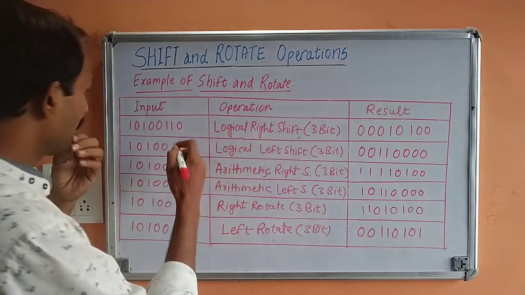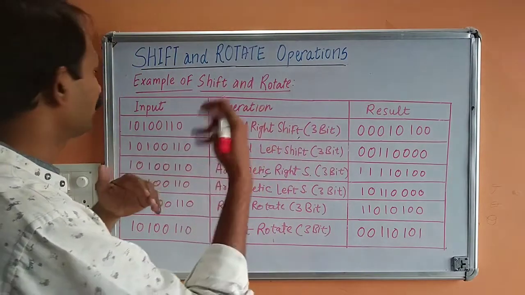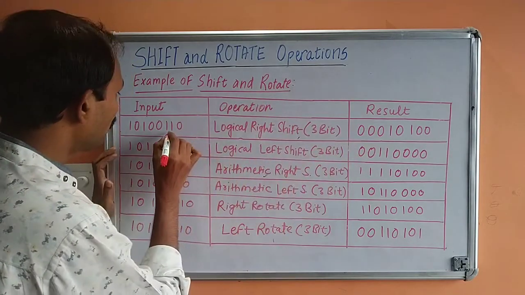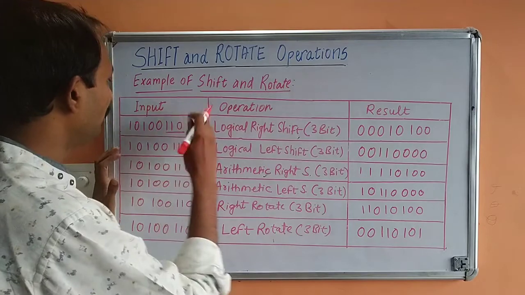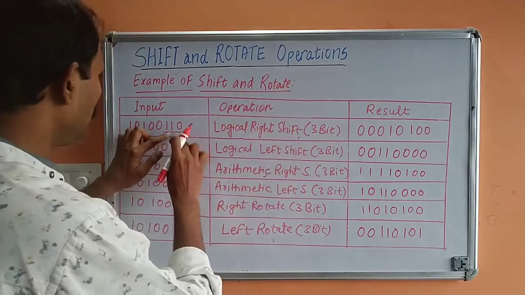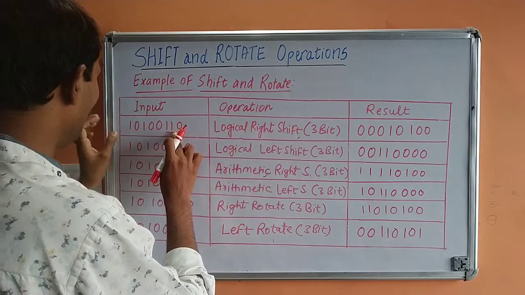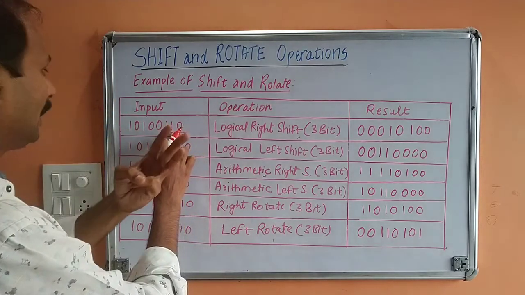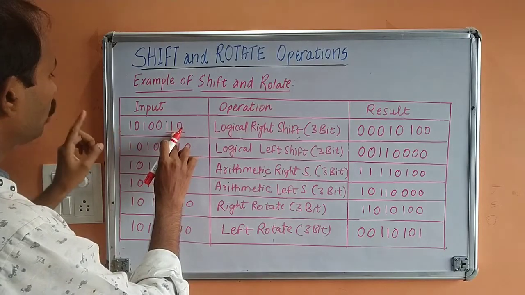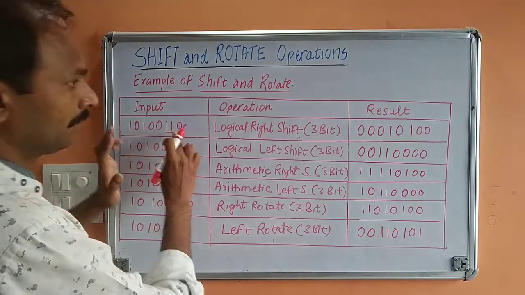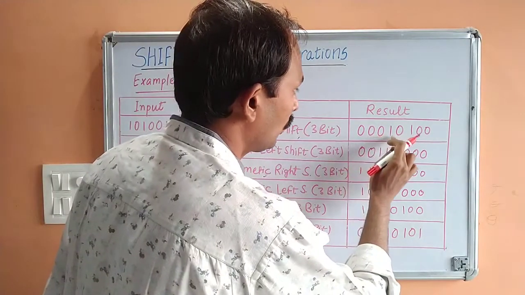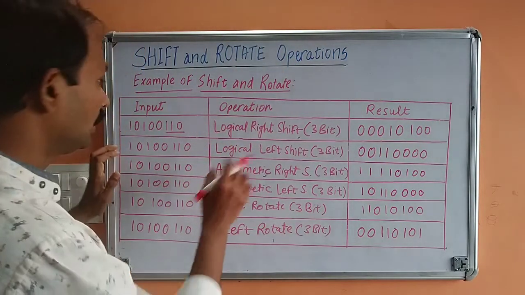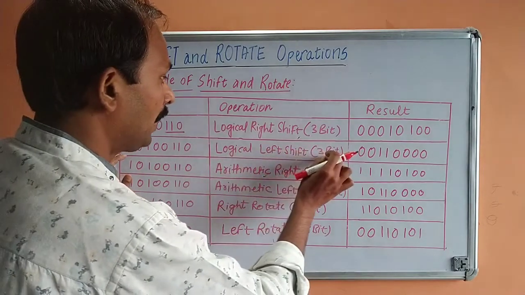So what will happen? On the right hand side we need to shift the bits. The bits shifted out are lost, that we know. So these 3 bits will be going out, and on the left side we will be appending the number with three 0s. So the result will be 00010100. See, 00010100. This is the result. Next, logical left shift by 3 bits.